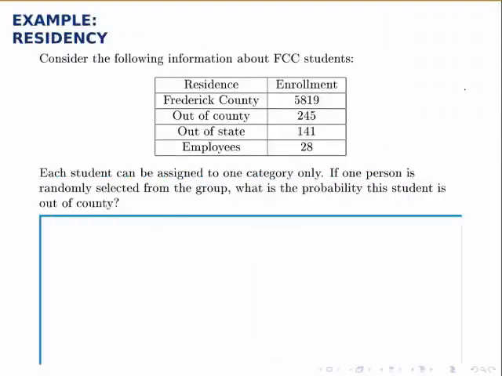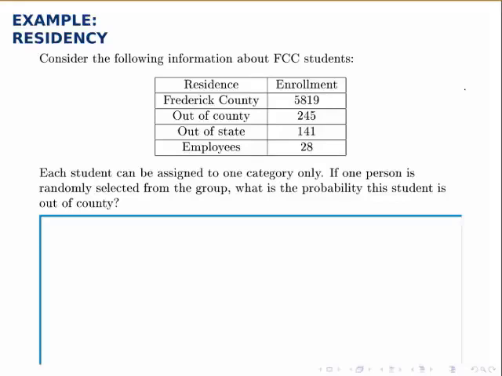Here we're given a breakdown of some students at FCC by their residence. So some live in Frederick County, some live out of county, some live out of state, and some are employees of the college. Furthermore, we're told that each student can only be assigned to one category, so there's no overlap. No one falls into any two categories.